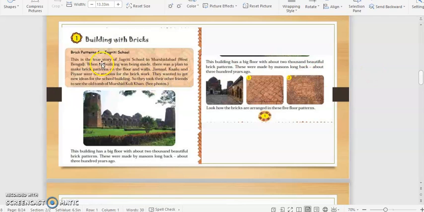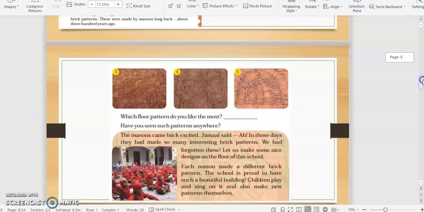Now, brick pattern for Jagruti school. Now, in this, they have made a building where different patterns of bricks were being used. The building has a big floor with about 2000 beautiful brick patterns. Now we already know what pattern is. These were made by masons long back about 300 years ago. So see, 300 years ago, the beauty, the creativity and the patterns of those bricks.